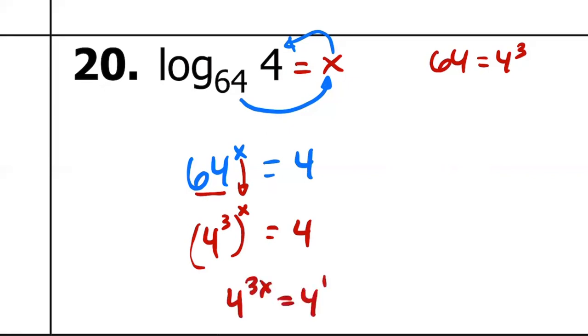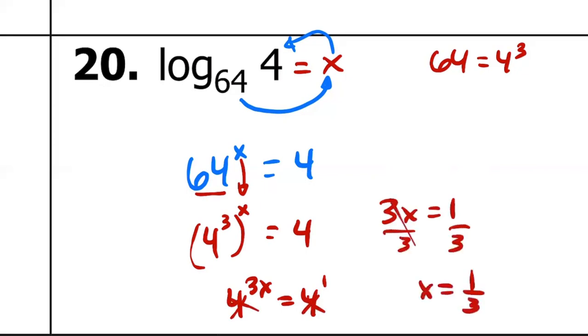And if there's no exponent there, it's to the first. I have the same base, so I can just say the exponents are equal. Divide by 3, divide by 3. And there you go. You're right. x equals 1/3.